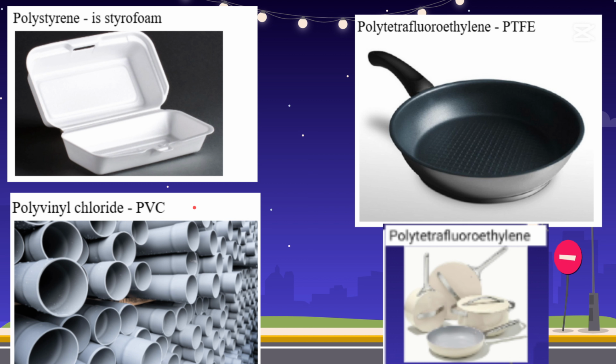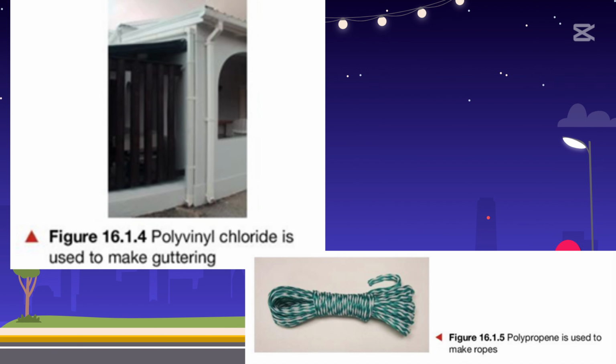You have the polystyrene, which is styrofoam. You have your polyvinyl chloride PVC, these pipes here. Then the PTFE, which is your polytetrafluoroethylene, right? The non-stick pans, those would be your PTFE, polytetrafluoroethylene. Other examples are polyvinyl chloride PVC used for guttering. So we always put those pipes when we're trying to make gutters. And we also use polypropylene for ropes.